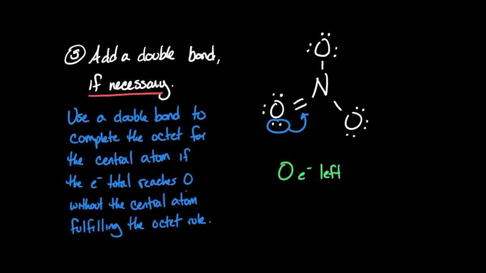It doesn't matter which pair of electrons you use or which oxygen it comes from, we just need to form one double bond. So now nitrogen has 2 single bonds and 1 double bond, which brings it to a total of 8 electrons and fulfills the octet rule. So the lesson here is to be really intentional with your double and triple bonding because it's not always necessary.